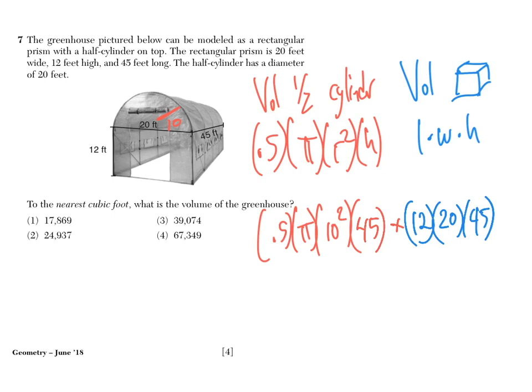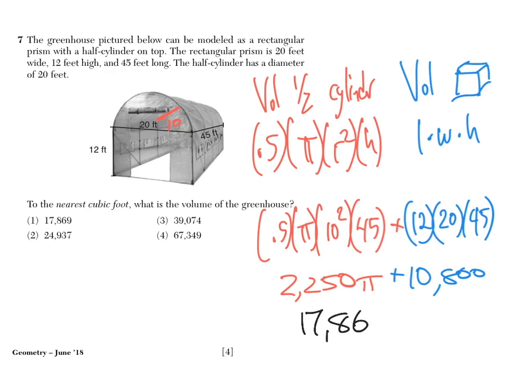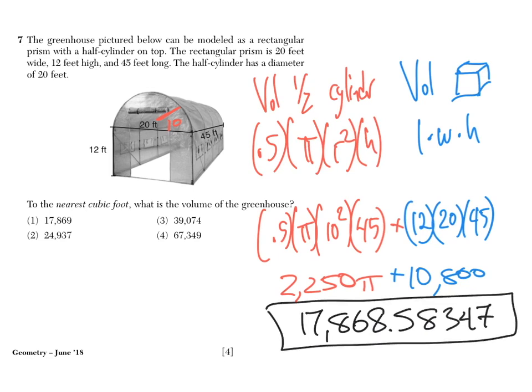Great. And so when we take out our handy dandy calculator and plug this in, we're going to determine that this is 2,250 pi plus 10,800. And so the cubic foot volume of this greenhouse, when we add these two together, is 17,868.58347 cubic feet. Is this an option? It sure is. It's option number 1. Amazing.